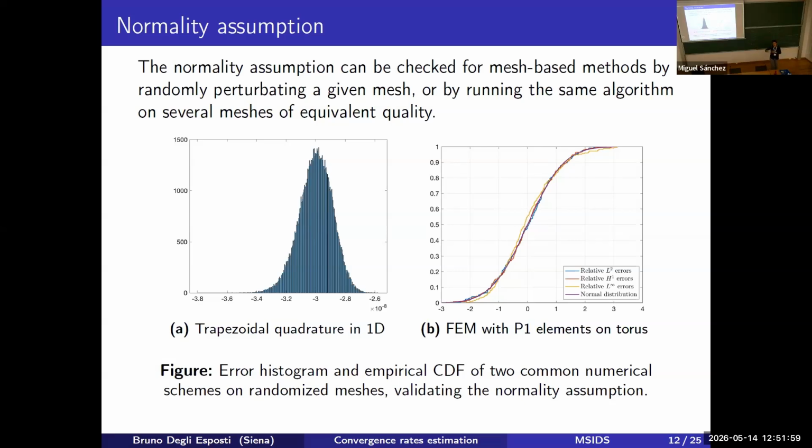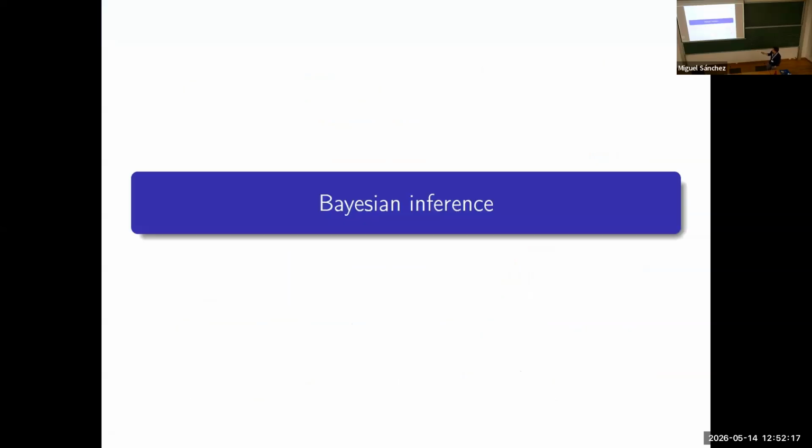And this is a cumulative distribution function for a finite element method with linear elements on a torus with several different meshes. So we have lots of different meshes and look at the errors, and we basically don't see a difference between the normal distribution CDF and relative errors in the L2 norm, H1 norm, L infinity norm. So it seems like the normality assumption makes sense, and that's probably because the global error is the sum of local weakly dependent contributions. So by some central limit theorem argument, we probably get this normality.